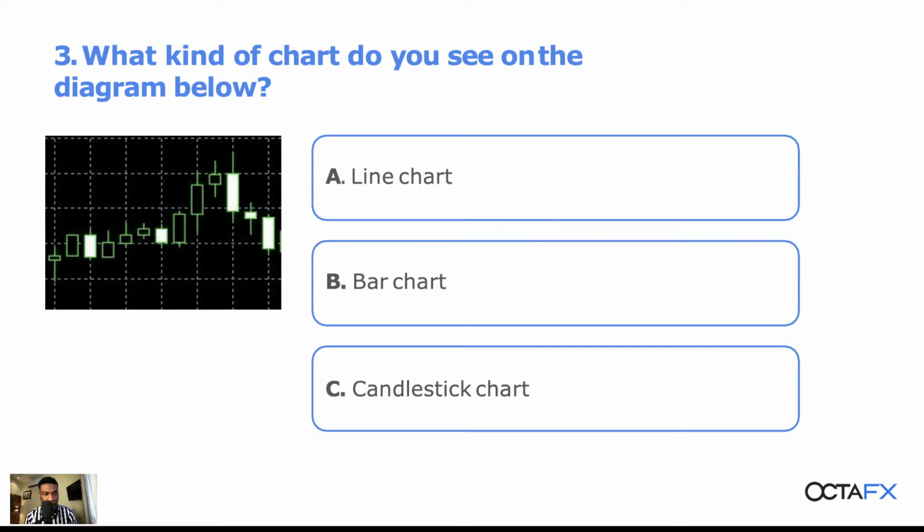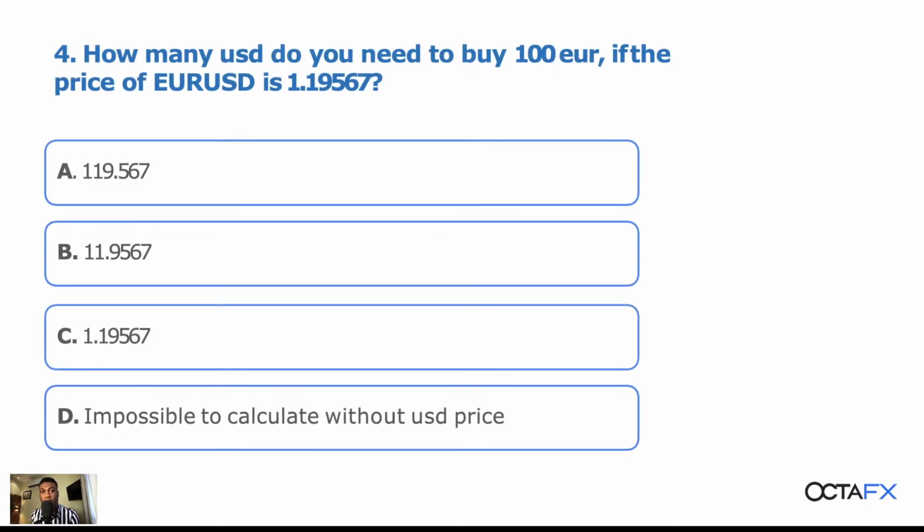Number 4, the fourth question. How many US dollars do you need to buy 100 euros? If the price of Euro USD is 1.19567, how many USD do you need to buy 100 euro? A. 119.567. B. 11.9567. C. 1.19567. And D. Impossible to calculate without USD price. Answers in the comment section.